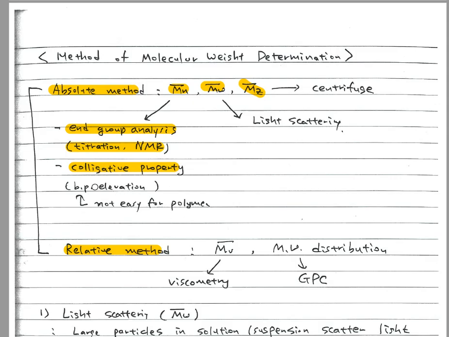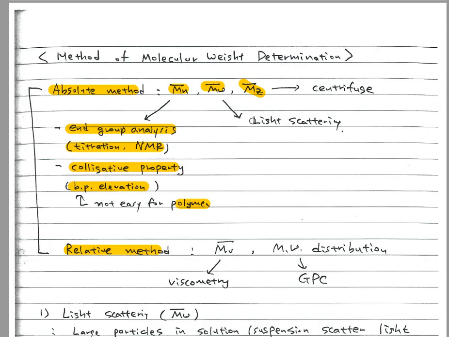But for example, like BP elevation, it's not really easy to use for polymer samples. Instead of that kind of colligative property, we use osmotic pressure to determine molecular weight of polymers. Because when you heat up the polymer samples, it could degrade them, so it's not really easy to determine the molecular weight using BP elevation.